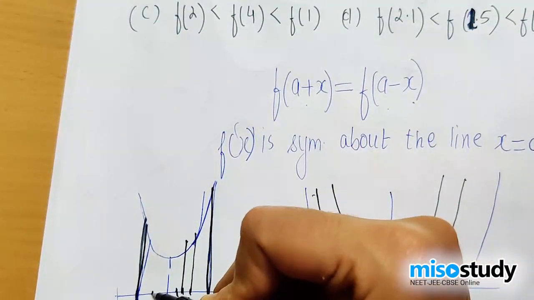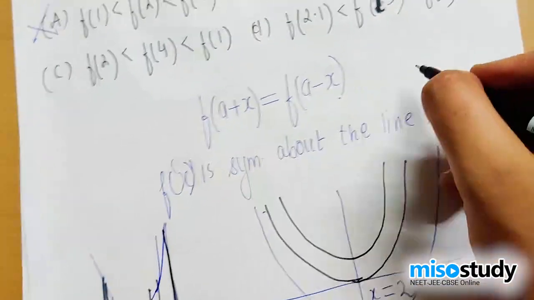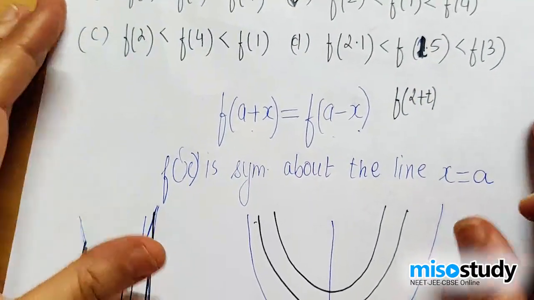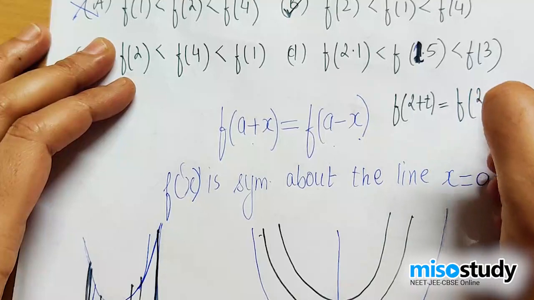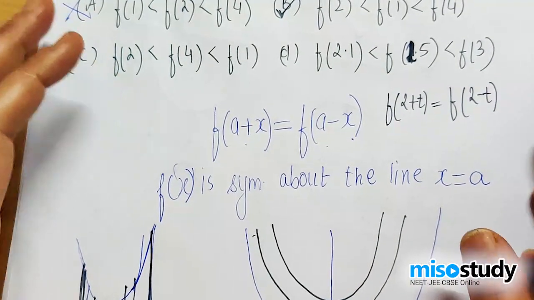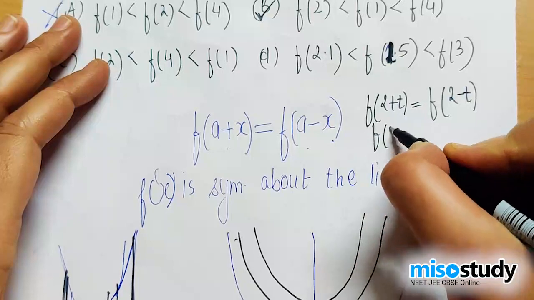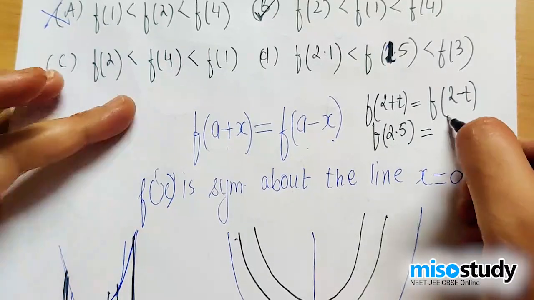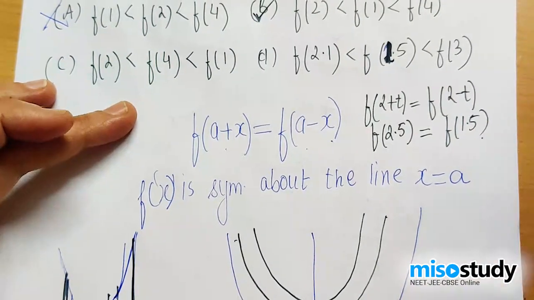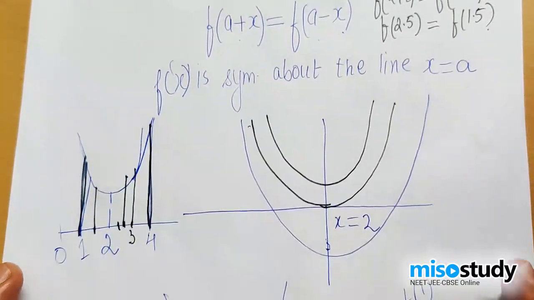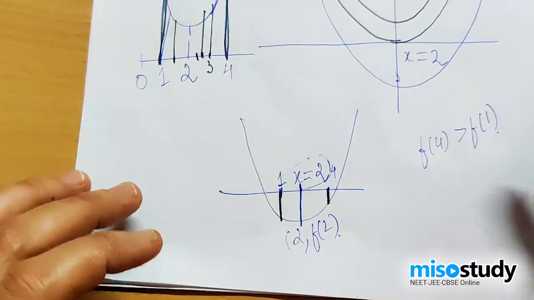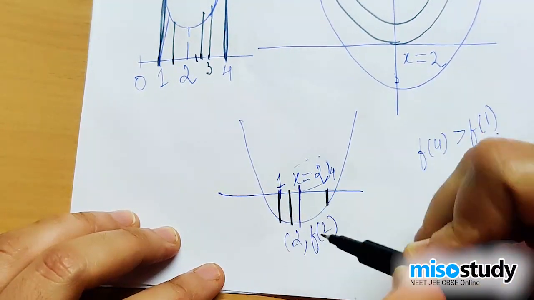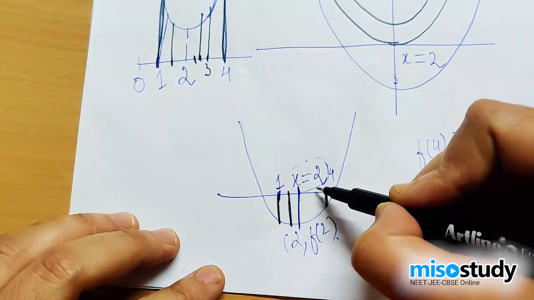Now if in this you are given that f of 2 plus t is equal to f of 2 minus t, and you substitute t to be 0.5 in this case, what will you have? f of 2.5 is equal to f of 1.5. Okay, and over here let's try and find out. Somewhere over here is 1.5, f of 1.5 will be this, and then you have f of 3, which will be somewhere over here.